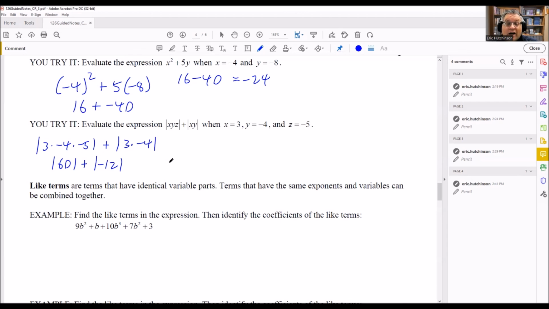So we have to apply the absolute values here separately. Absolute value of 60 is 60. And in this case, you're adding 12 to it because that negative sign is going to go away. If we add that together, you get the answer of 72.